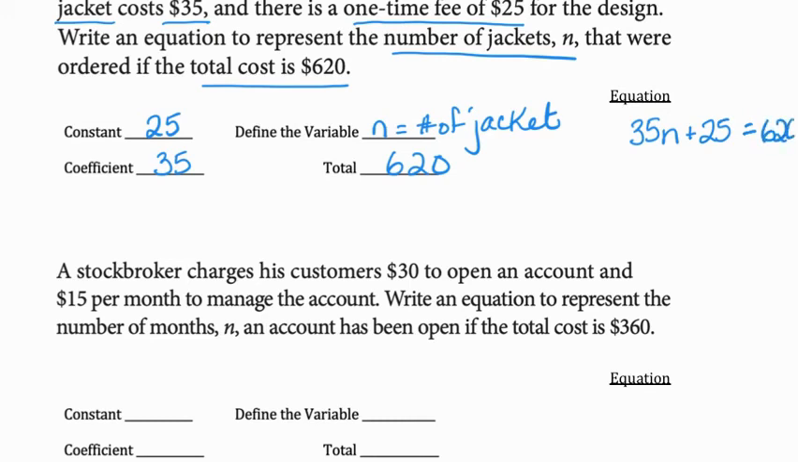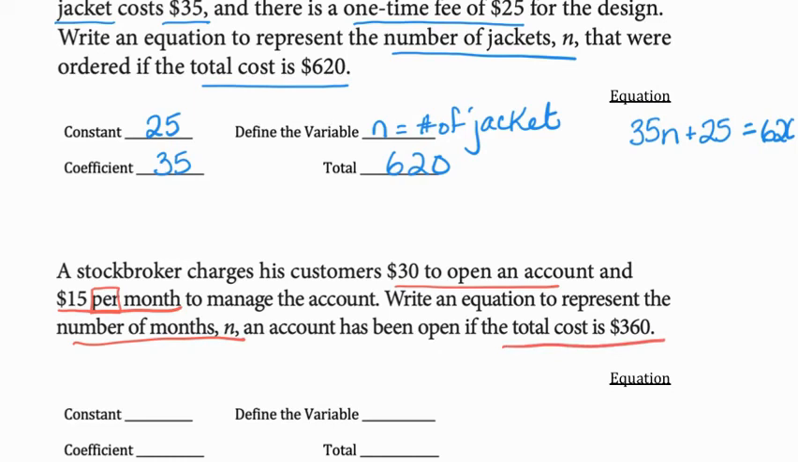So let's go a little faster down here. A stockbroker charges his customers $30 to open an account and $15 per month. Hopefully that word per is sticking out to you as meaning every single month, over and over again, we're going to be charged $15. We're going to write our equation to represent the number of months, using N as our variable, an account has been open if it costs $360 in total.